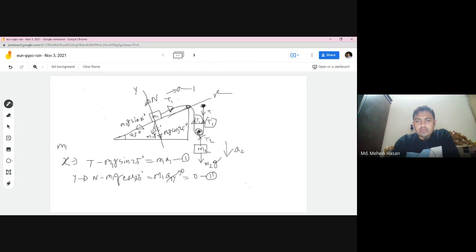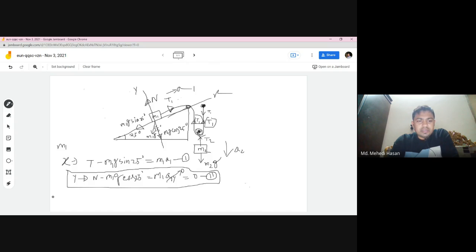Basically, if the question is to find out the tension and individual accelerations, no need to write down this equation, because this equation is related to the normal reaction force. If friction is involved, then you have to introduce this equation. So basically you have to calculate the acceleration from equation number 1. Now this is the equation for the M1 object.